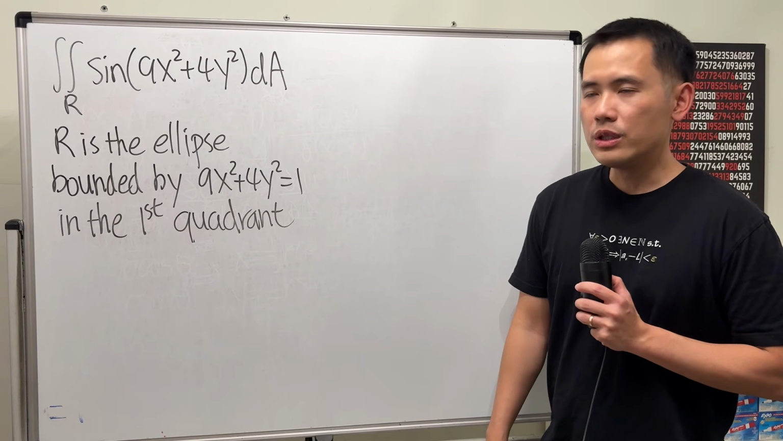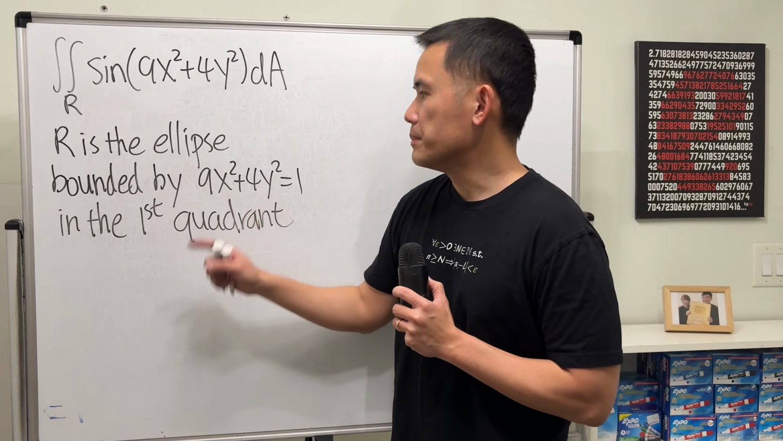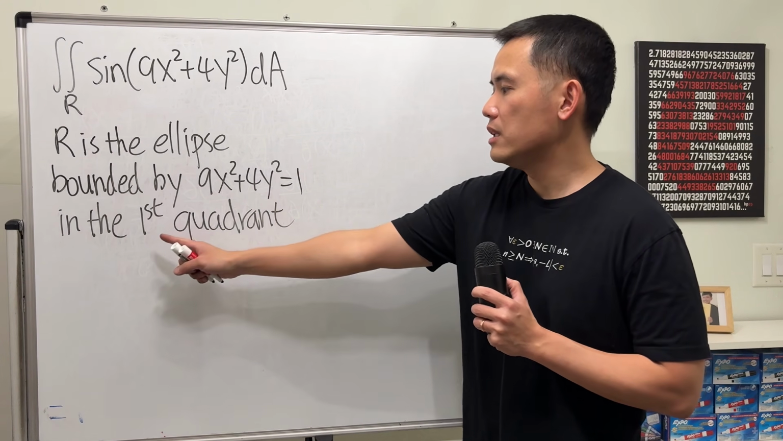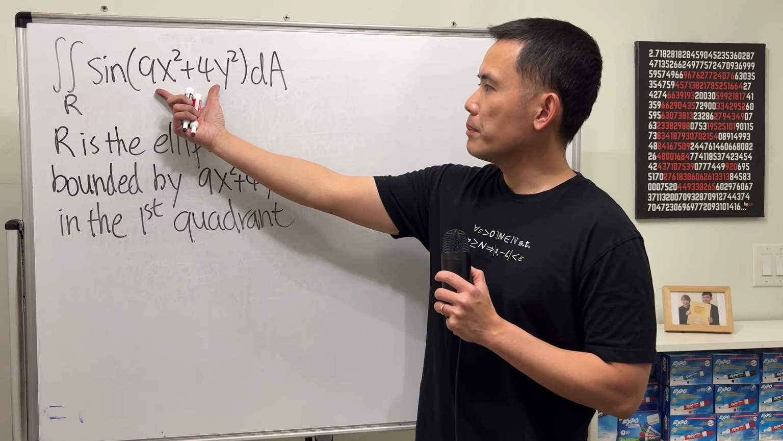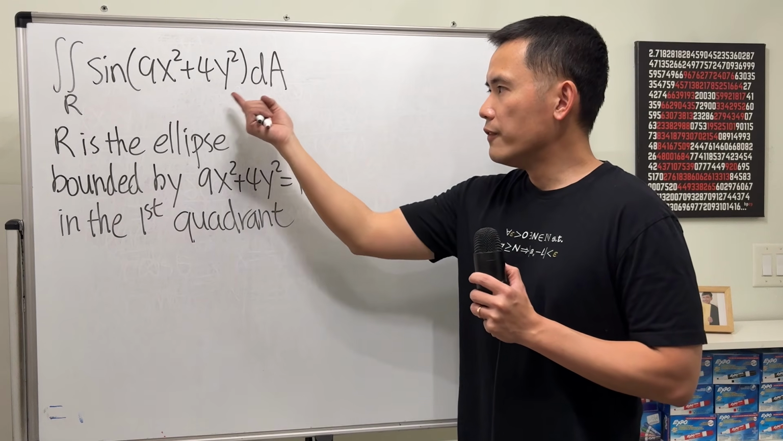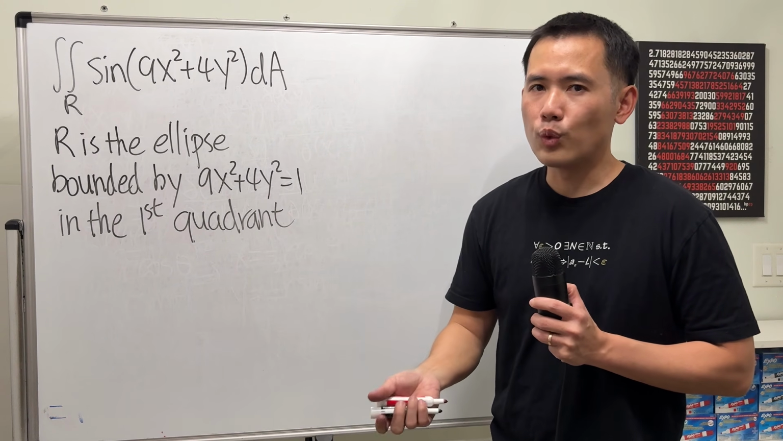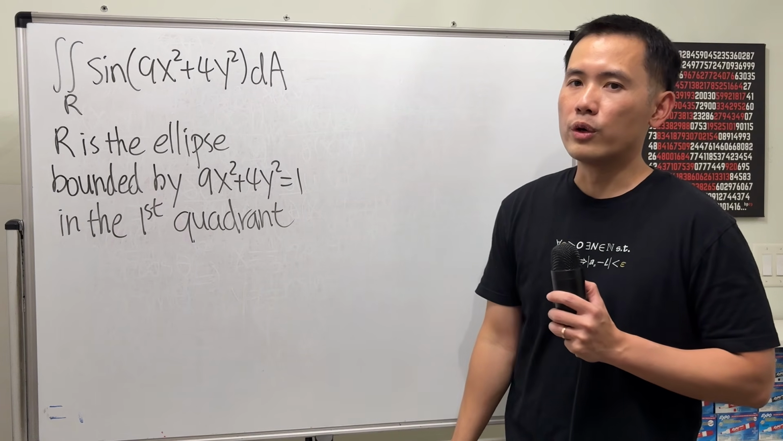Let's see how we are going to evaluate this double integral here. Here, R is the ellipse bounded by this equation in the first quadrant. Now have a look on the inside: 9x squared plus 4y squared, which is this part of the equation. Unfortunately, this is not x squared plus y squared, because otherwise we could just use the regular polar coordinates.